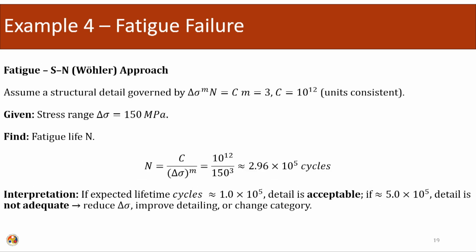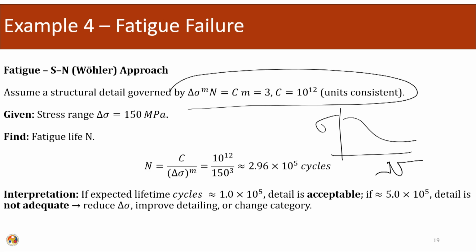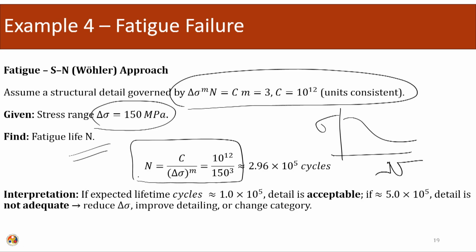Next, fatigue failure. Here we have to take help of the S-N curve. We have an interpretation of the S-N curve. The stress range is given, and the fatigue life can be evaluated using the equation of the S-N curve. This gives the expected life cycle, the total fatigue life of the structure. If the requirement is of this magnitude, then it will survive this life.